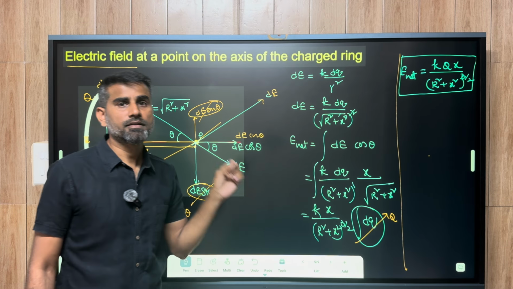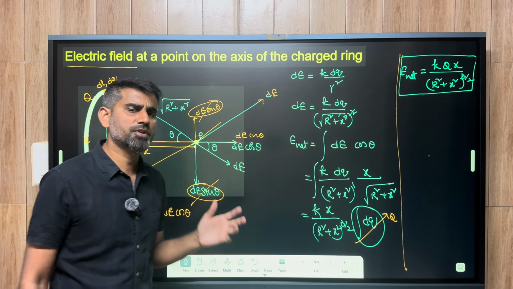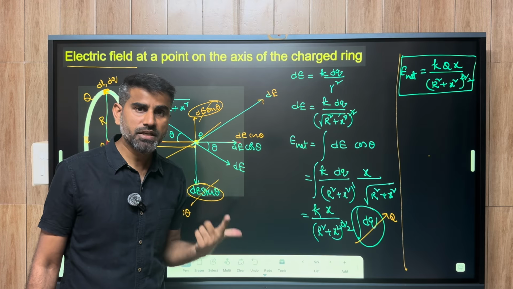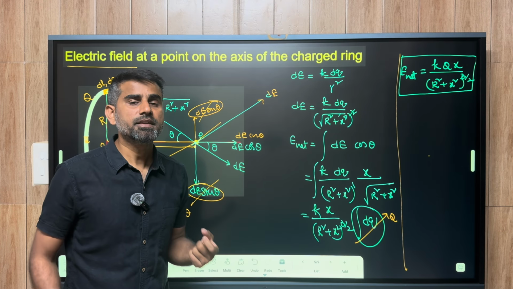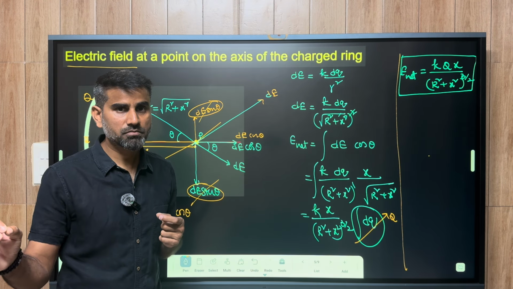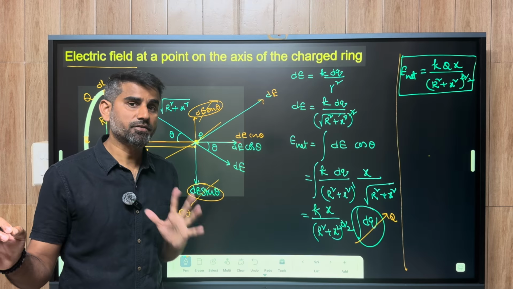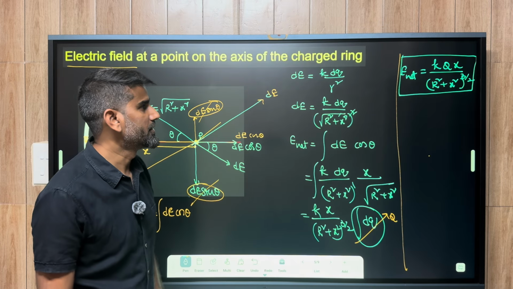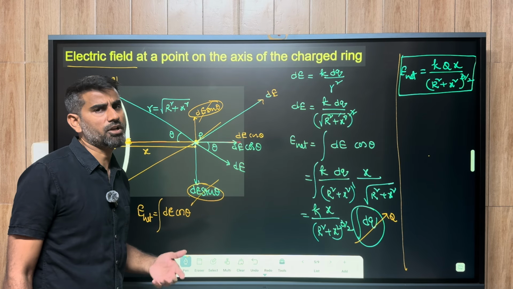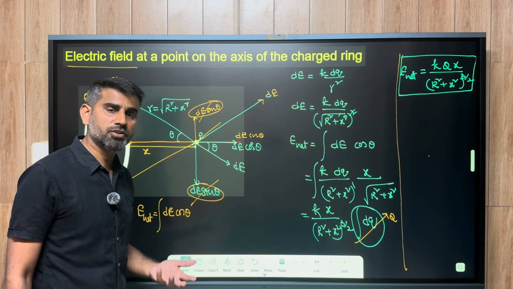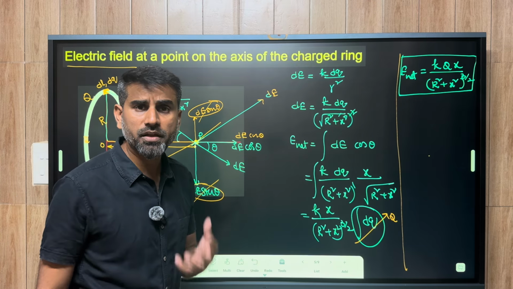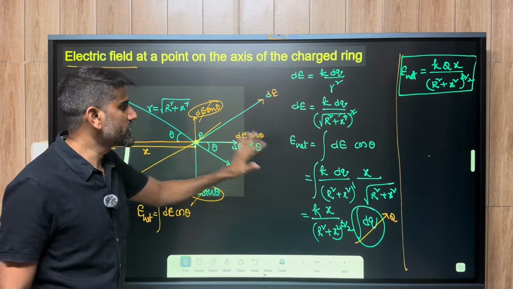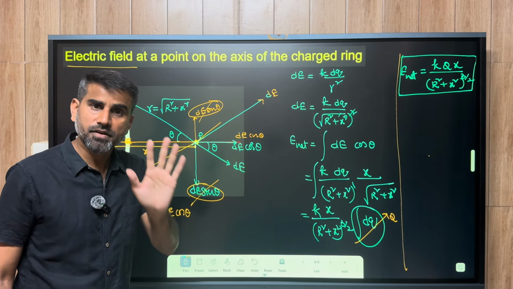K q x by (r square plus x square) whole to the power 3 by 2, where capital R is the radius of the charged ring, x is the distance of the point on the axis of the ring from the center of the ring. Q is the charge of the ring. K is Coulomb's constant, the value of which is already known, 9 into 10 to the 9, or 1 by 4 pi epsilon naught. Is the entire analysis understandable, right?